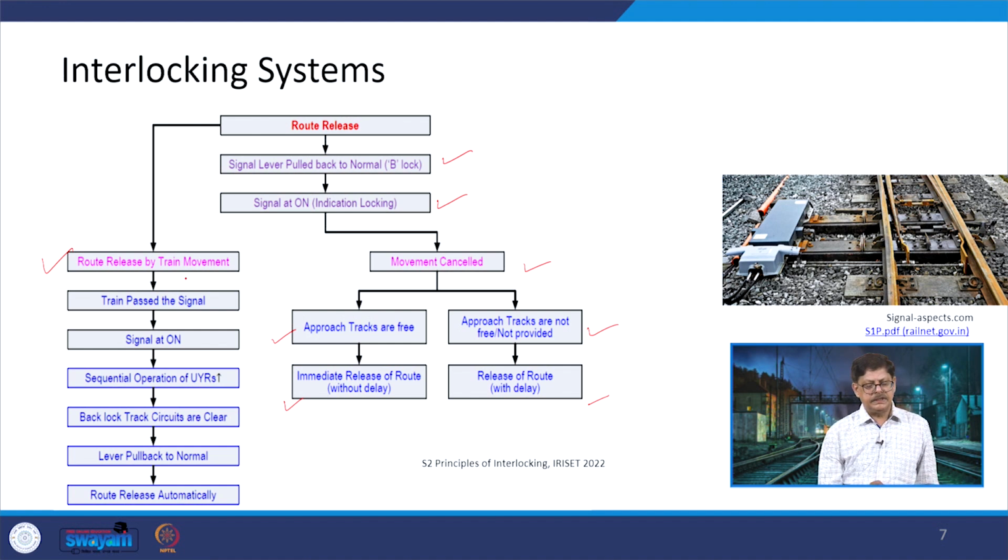In the case of the route released by the train movement, what happens is the train, when it passes the signal, it comes to on. Now, it says that this particular section is being occupied, then the sequential operations of the different signal systems will be there, then backlock train circuits become clear, levers are pulled back to normal and the route is released automatically. Many of the things are happening automatically, but there are certain switches, certain buttons which need to be operated in the control cabin. On the basis of that, these release things or the setting of the things will happen.